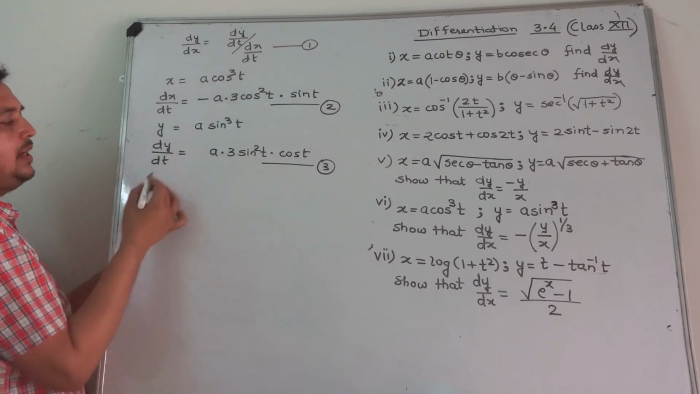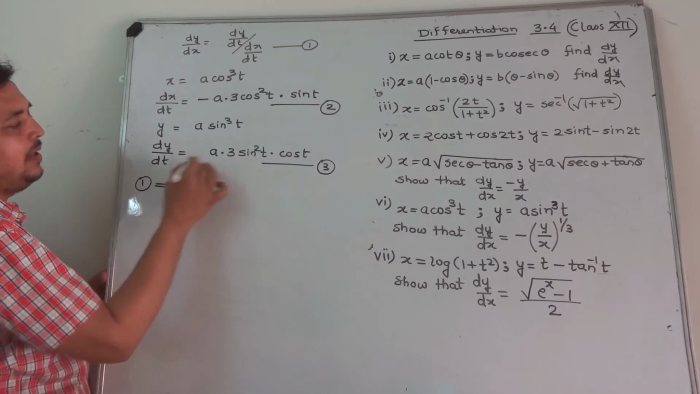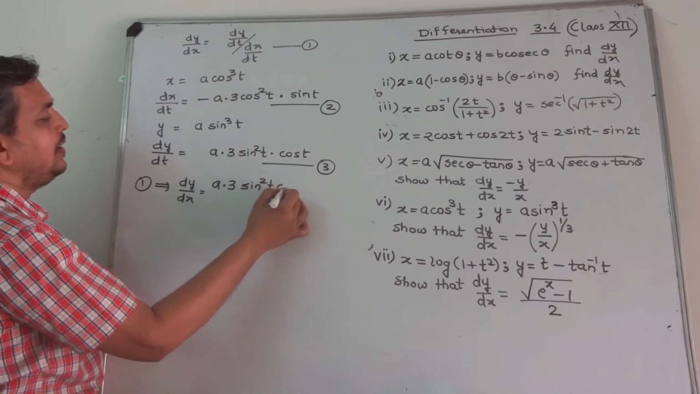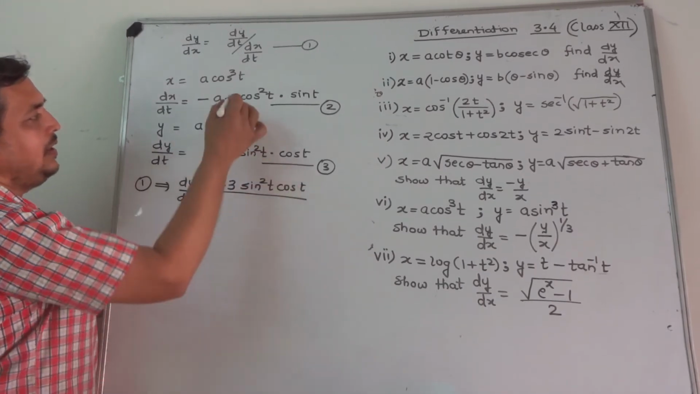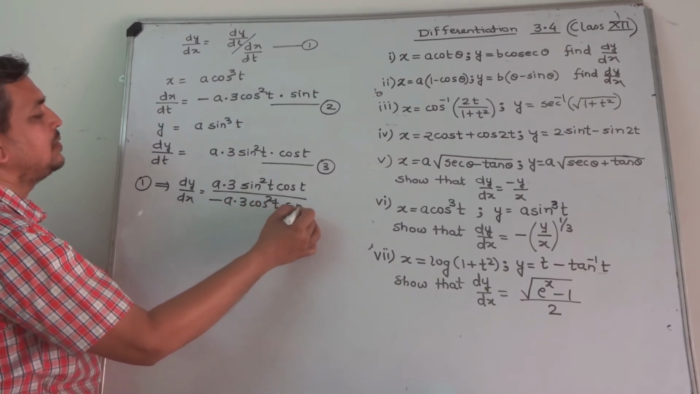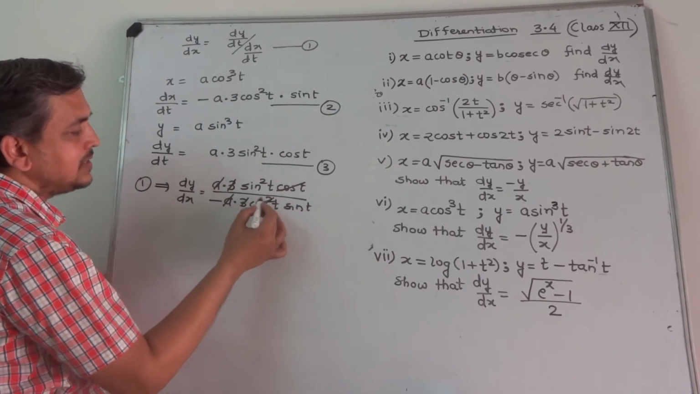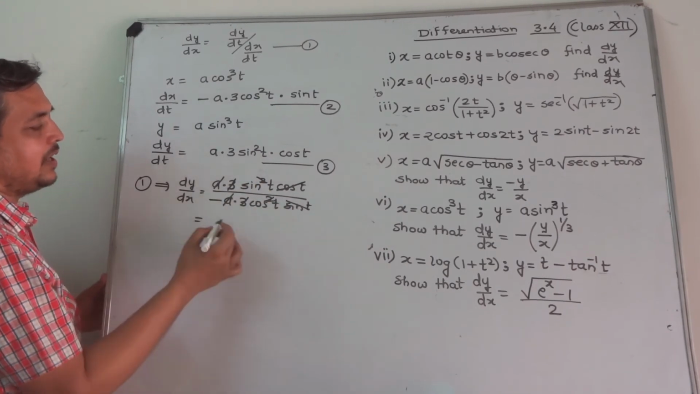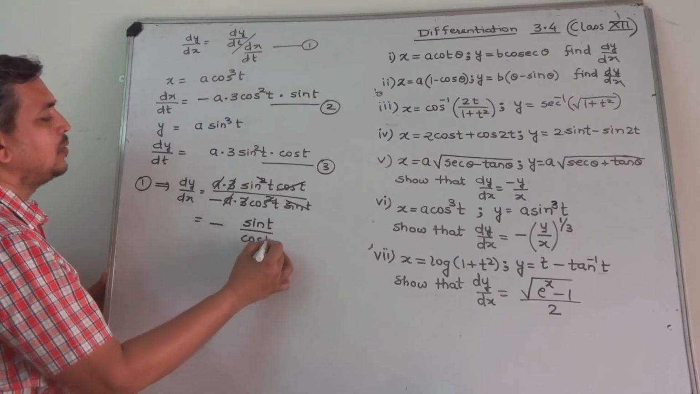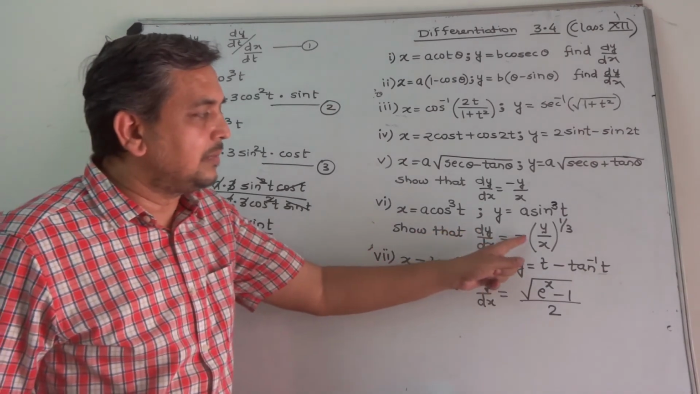Now using 2 and 3 in 1, dy by dx equals dy by dt, which is a into 3 into sin square t into cos t, upon dx by dt, which is minus a into 3 into cos square t into sin t. A gets cancelled, 3 gets cancelled, 1 cos can be cancelled, 1 sin can be cancelled, and we are left with minus sin t upon cos t.